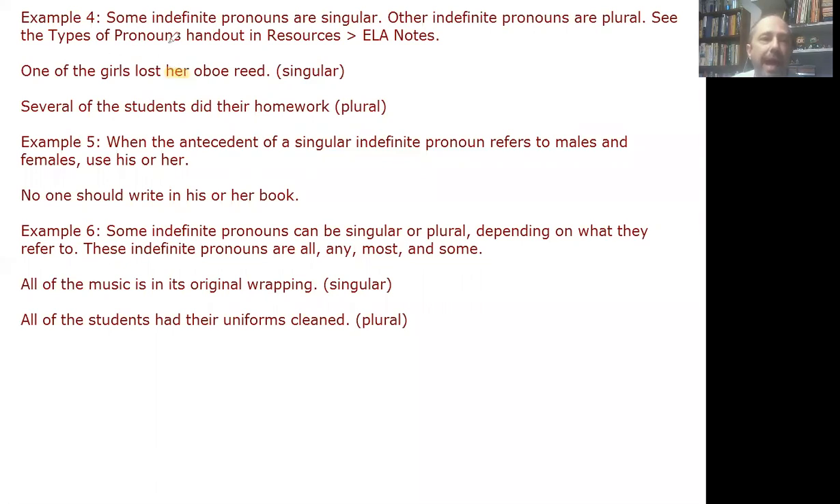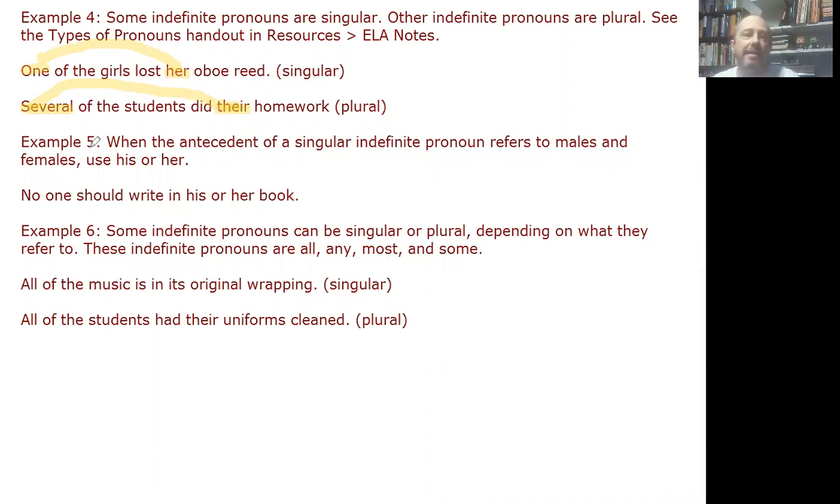That's my pronoun, and it refers to one, not to girls. To one, and one I think is fairly obviously singular, right? Only one girl lost the oboe reed. Okay, in this case the prepositional phrase is kind of a distraction, right? Several of the students did their homework. Plural, because this refers back to several. Several. Okay. And several is plural. So I use a plural pronoun.